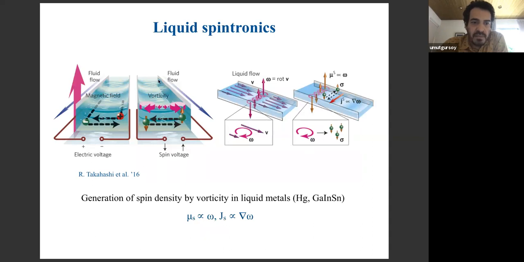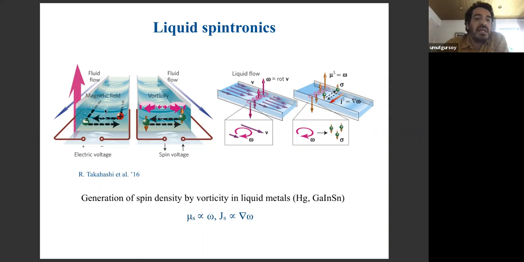So the picture on the left is an experiment in 2016, 4 years ago, by Takahashi et al. What they did is they showed that in the presence of vorticity in a liquid metal, that can be, for example, mercury or gallium, indium, tin, some alloy like that, when it is in a liquid state, and you can produce vorticity, and when the fluid is flowing in the presence of vorticity, you can generate some spin voltage across the pipe.